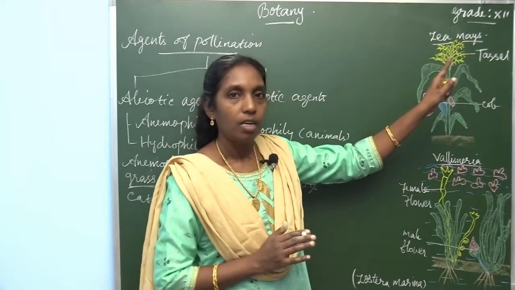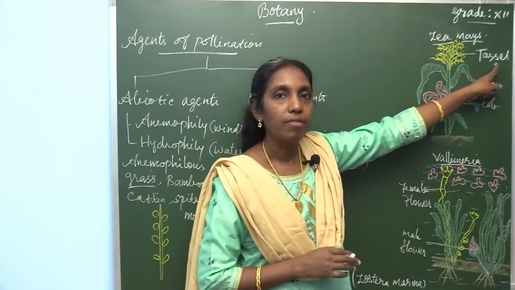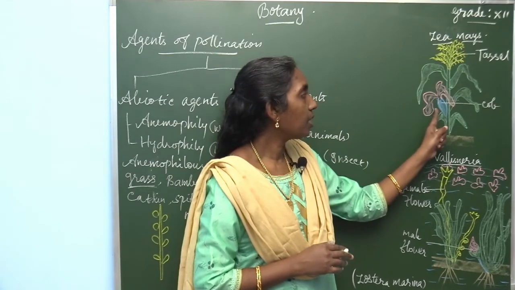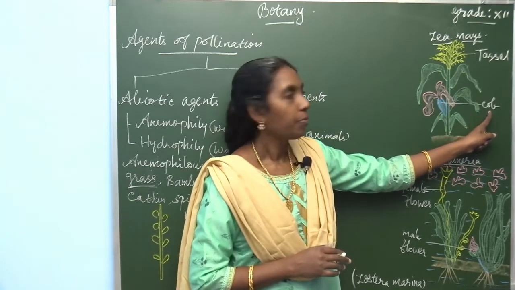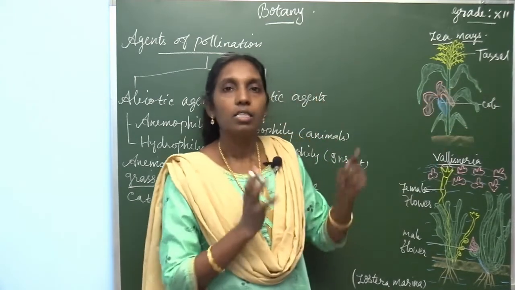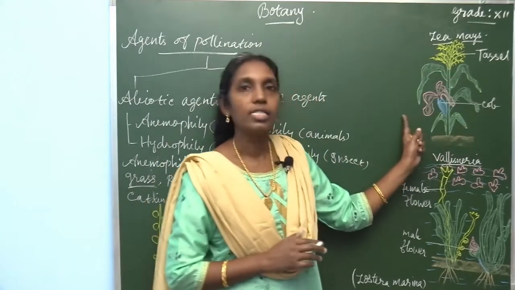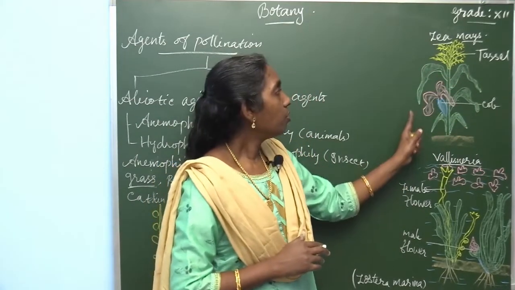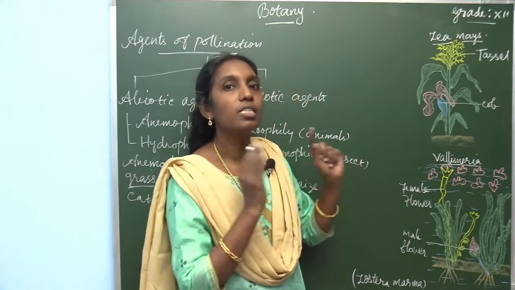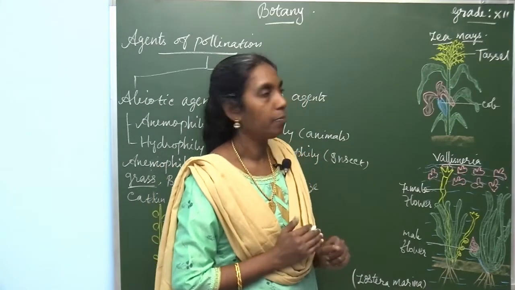Unisexual flowers. This is the male flower. The male flower is known as tassel. The name of the male flower of maize is tassel, and the female flower is the cob. So tassel and cob, this is the male flower, this is the female flower. It is seen in the same plant. So this condition is known as monoecious. Monoecious is a unisexuality, the condition of unisexual flowers produced within the same plant. Same plant, two different flowers, male and female separately.